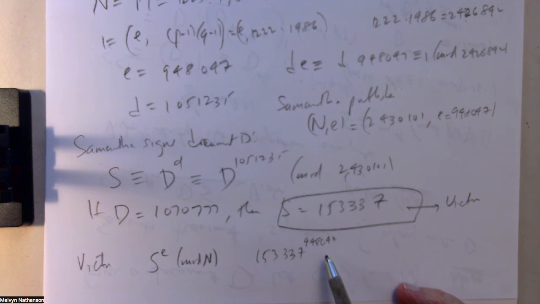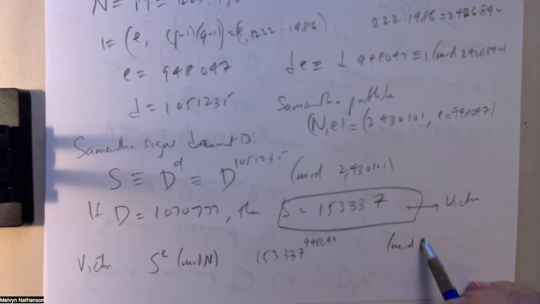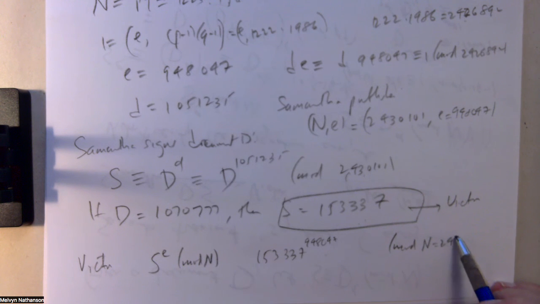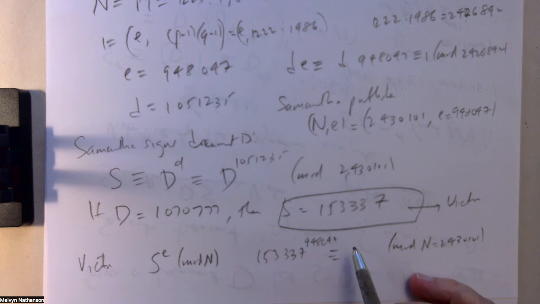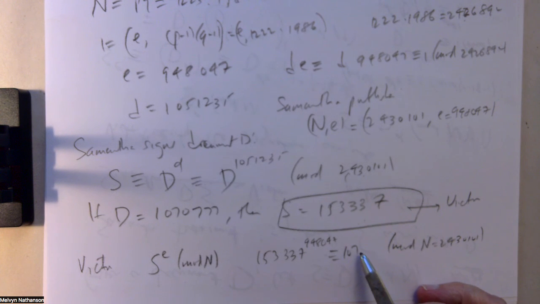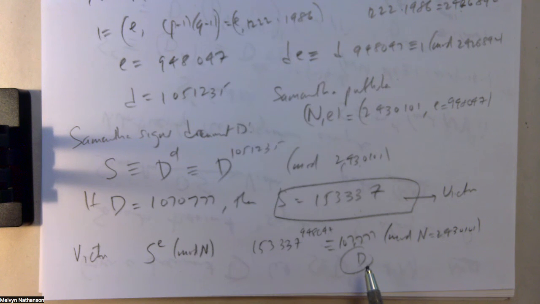You actually have to do this calculation. Your computer does the calculation, and you reduce it modulo N, which is this 2,430,101 number. And when you reduce it mod capital N, lo and behold, you get 1,070,777, which is D. So Victor has verified that this is really Samantha's signature. So he can trust that she had sent the document to him. So that is the RSA digital signature protocol.